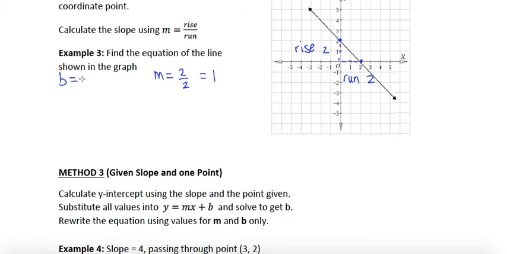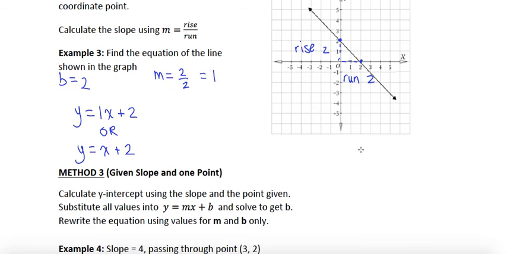So now I have my y-intercept of 2. So I can substitute in y equals 1x plus 2. Now you can keep the 1 for your slope if that's helpful for you, or you could write it as y equals x plus 2. Both of these I would accept for this unit.